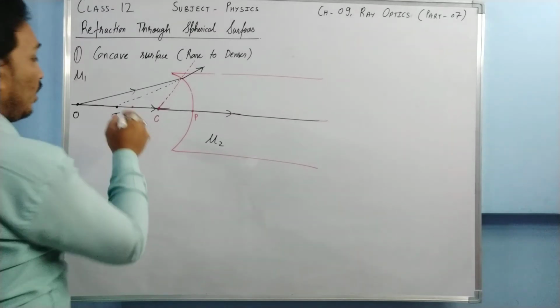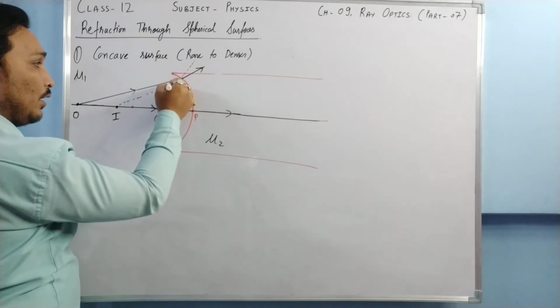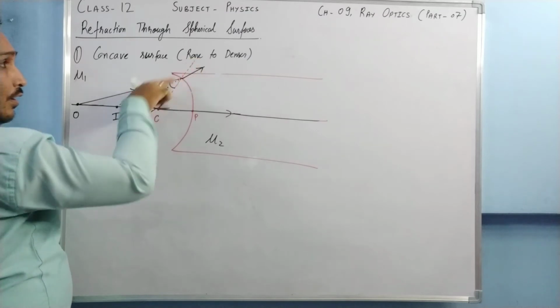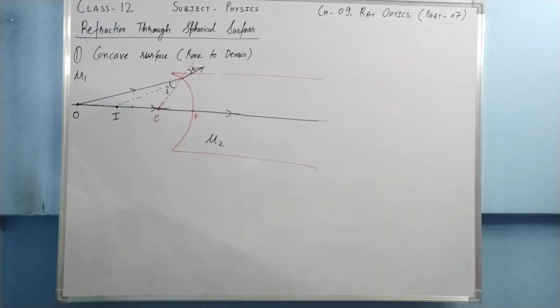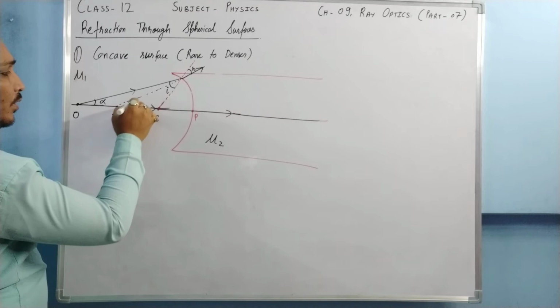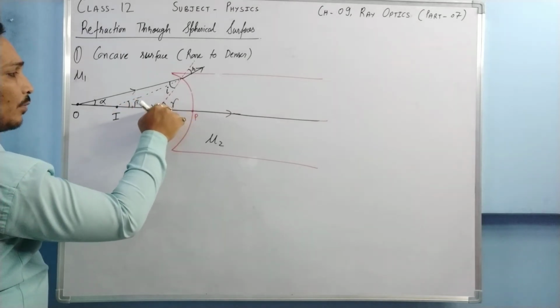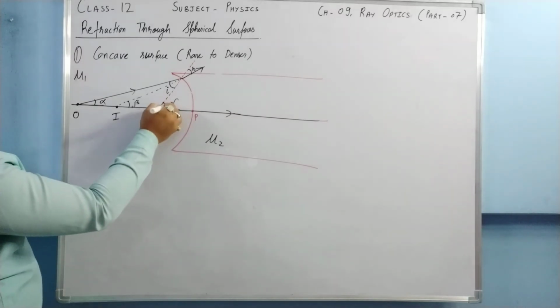Now the angle of incidence, between the incident ray and the normal, is made here. Between the refracted ray and the normal, the angle of refraction R is made here. Okay. Object is supposed to be at angle alpha. Image is supposed to be at angle beta, and center of curvature is at angle gamma. Okay. Suppose it is at gamma angle.